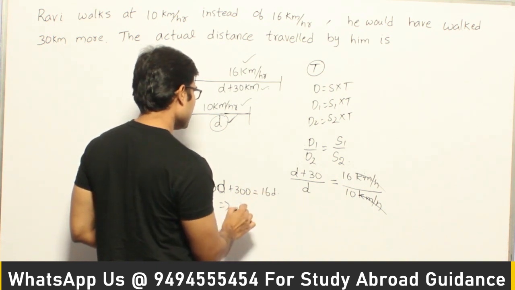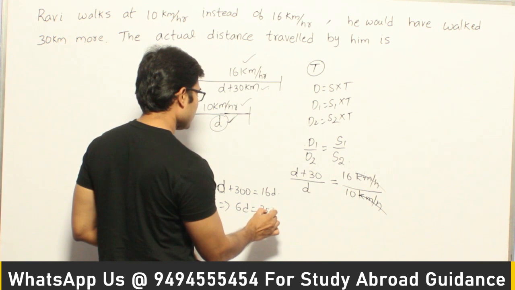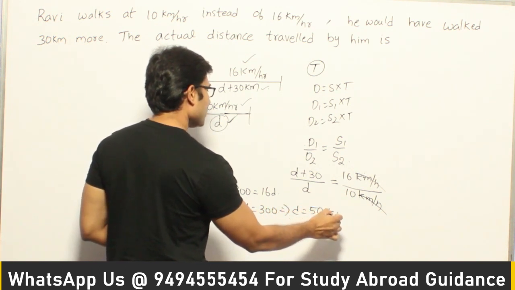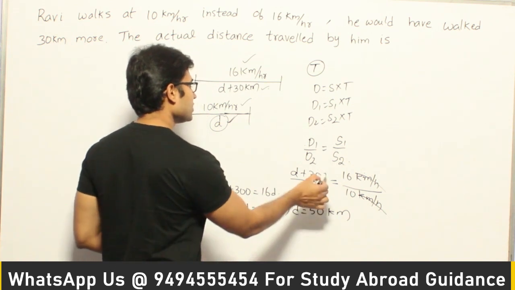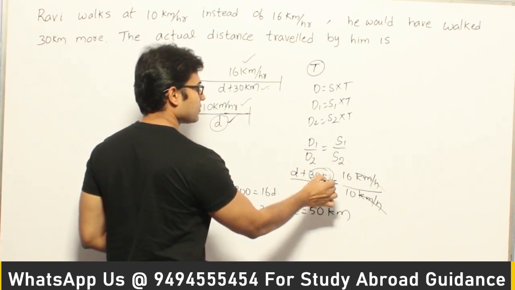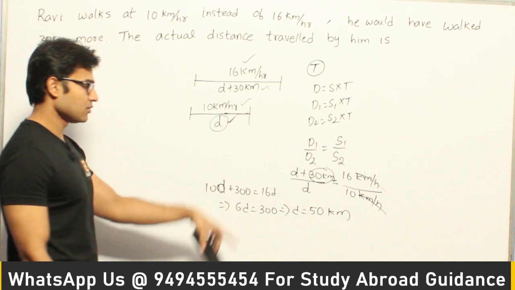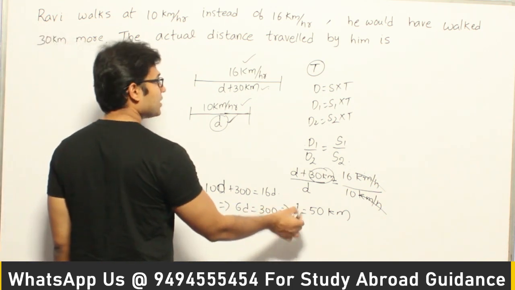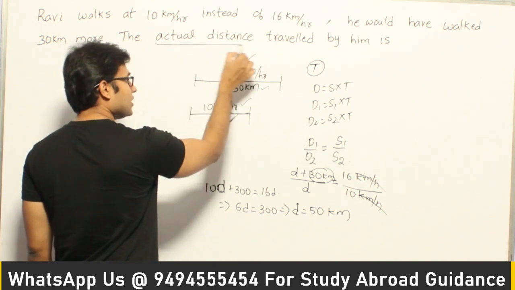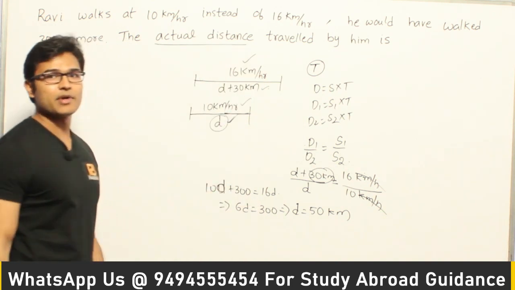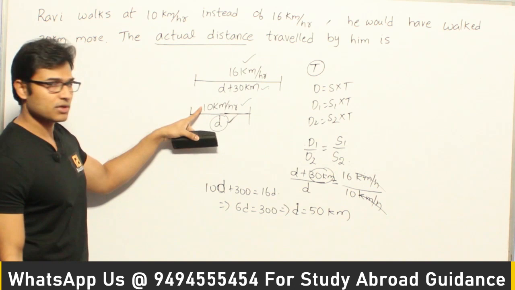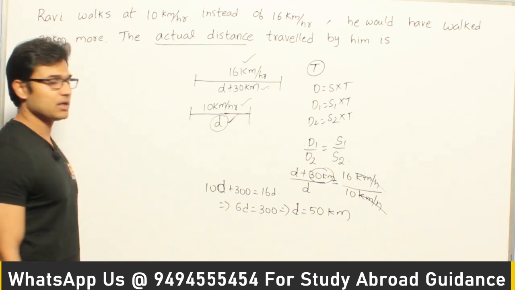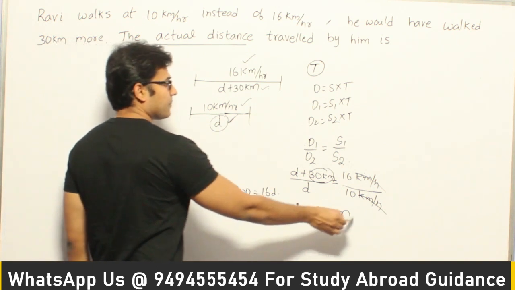So what does it mean? 6d equals 300, which means d equals 50 kilometers. So in order to understand that it is kilometers, always carry the units with 30. If you carry 30 kilometers with it, you will know that d is 50 kilometers. Now what is it they are asking? What is the actual distance, which means what has actually happened? He walked at only 10 kilometers per hour, therefore he has covered only 50 kilometers. Got it? So answer is 50.